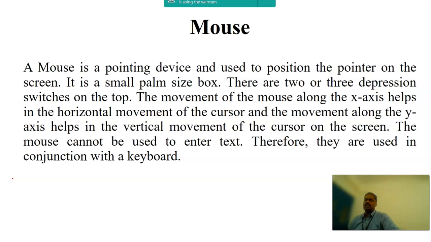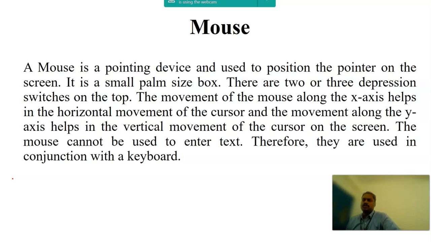There are 2 or 3 depression switches on top of the mouse. One is to select options: left click, right click. In the middle we have the tracking ball, so we can move our position in the XY axis on the screen. The movement of the mouse along the X axis helps in the horizontal movement of the cursor, and the movement along the Y axis helps in the vertical movement of the cursor on the screen.